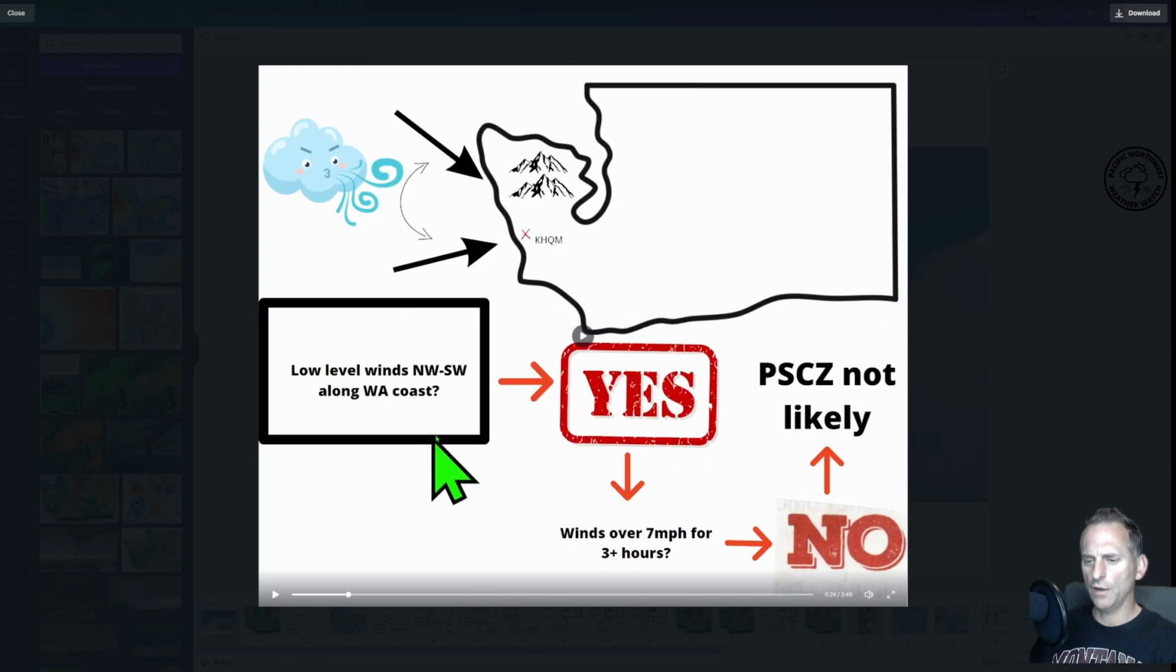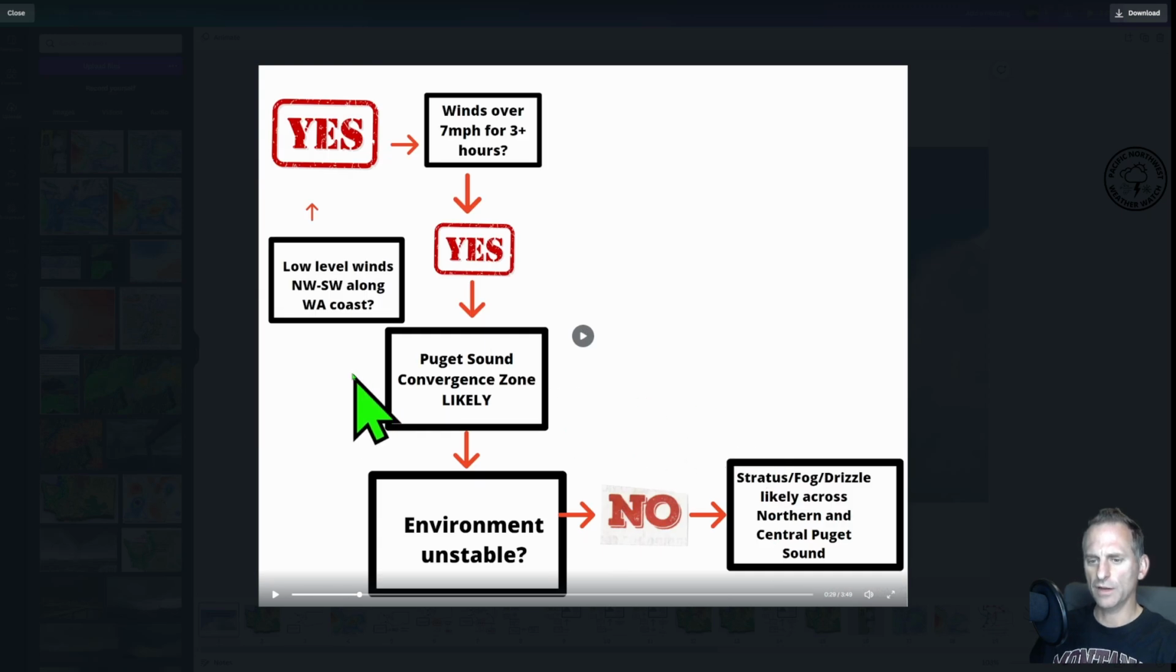So as you look here, if you are getting those winds, you need them to last for a certain amount of time, at least 3 hours, sometimes more. And if you're not going to get that, you're not going to get the Puget Sound Convergence Zone. You're not just going to get a brief period of northwest winds and then start spawning the convergence zone immediately. It takes a little bit of time for it to form. Now checking this out here.